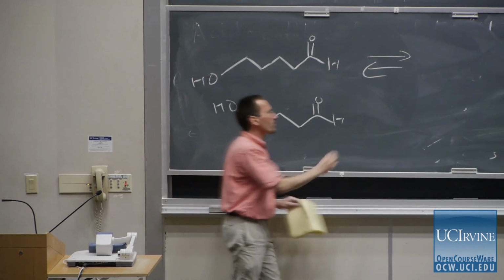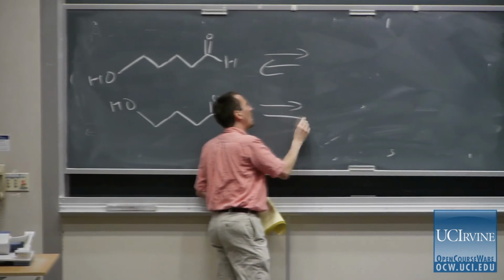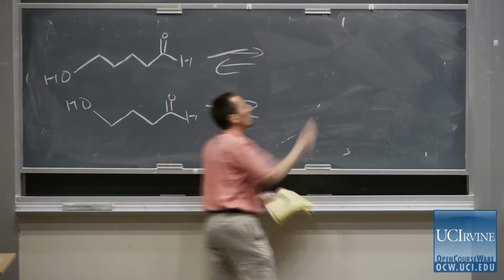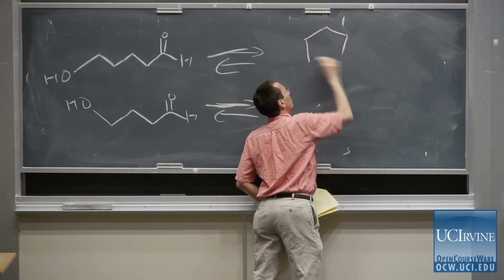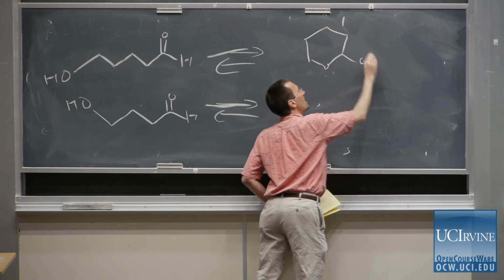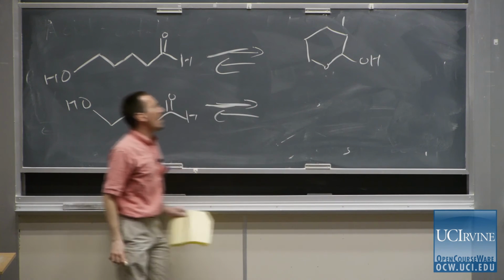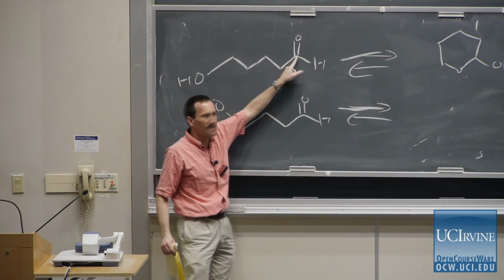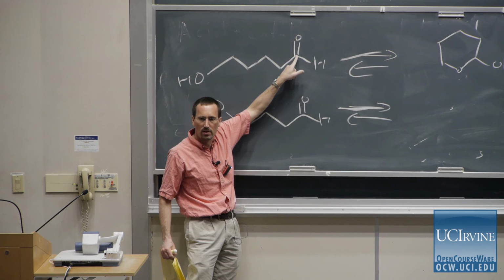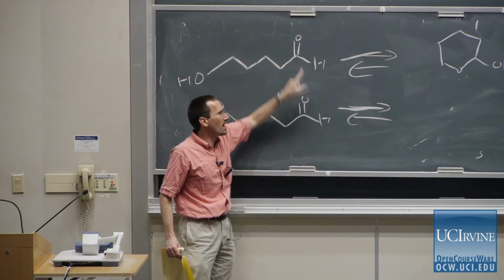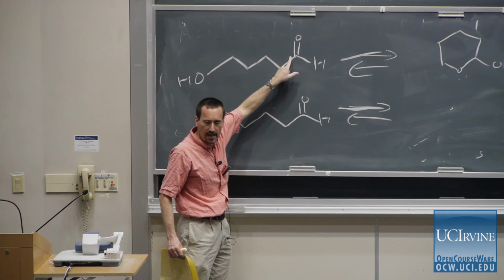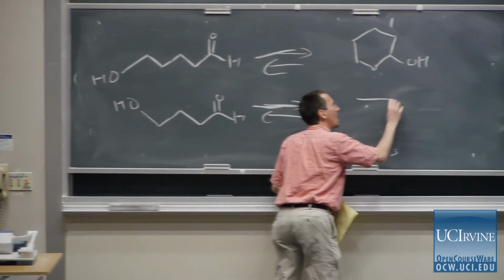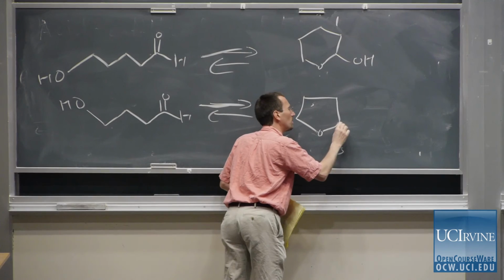And those equilibria now lie toward the right. And so I guess I'll make my arrow a little bit longer. In the former case, you have a hydroxytetrahydropyran type of structure, where now the hydroxy group has cyclized onto the carbonyl to give a hemiacetal. And in the other case, you have a hydroxyfuran structure.